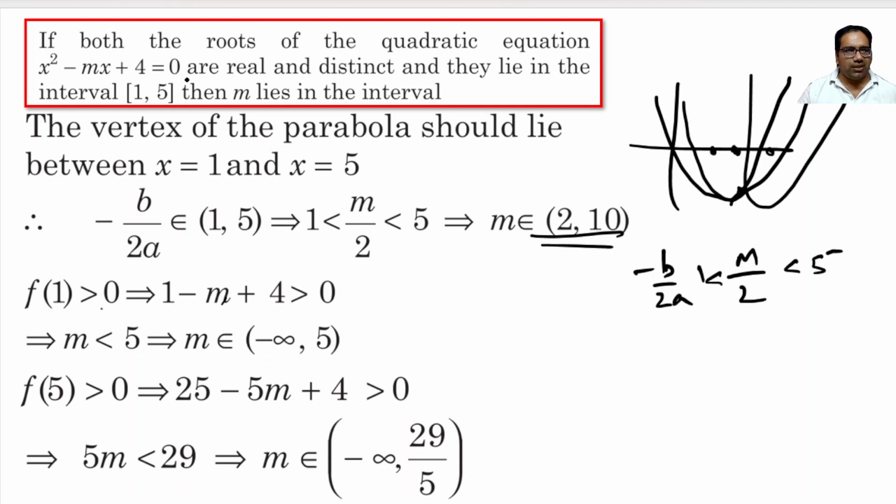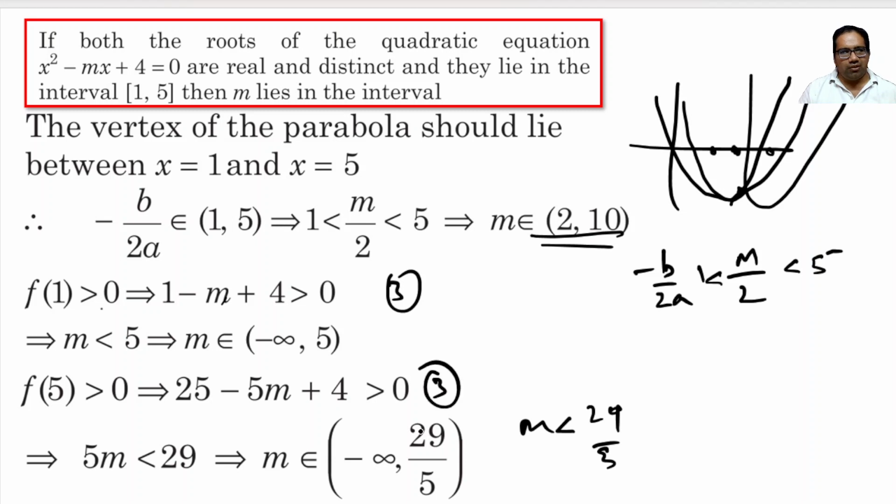Similarly, f of 5 should be greater than 0. We are just substituting 5 here, 5 squared. So 25 minus 5m plus 4 should be greater than 0. What does that mean? 5m should be less than 29, so m is less than 29 by 5. This is our condition number 3.